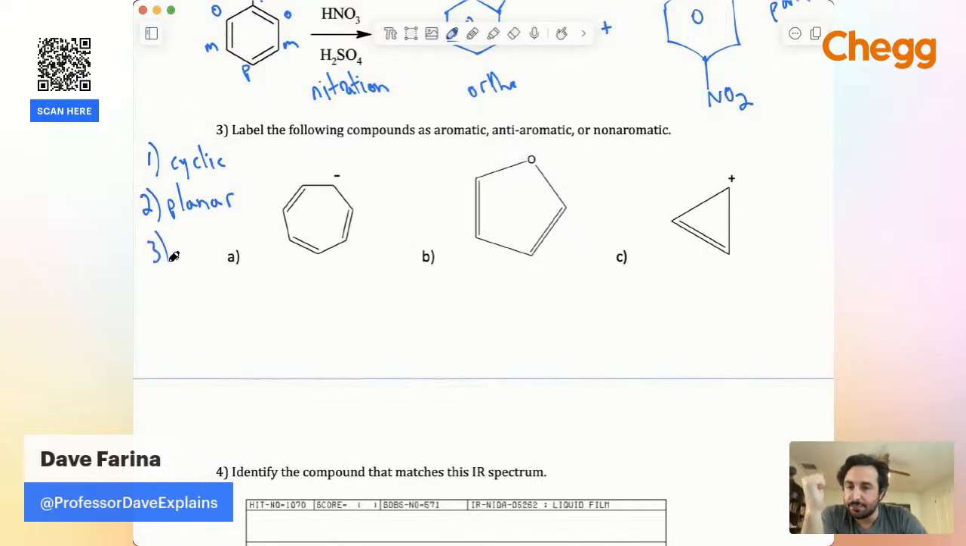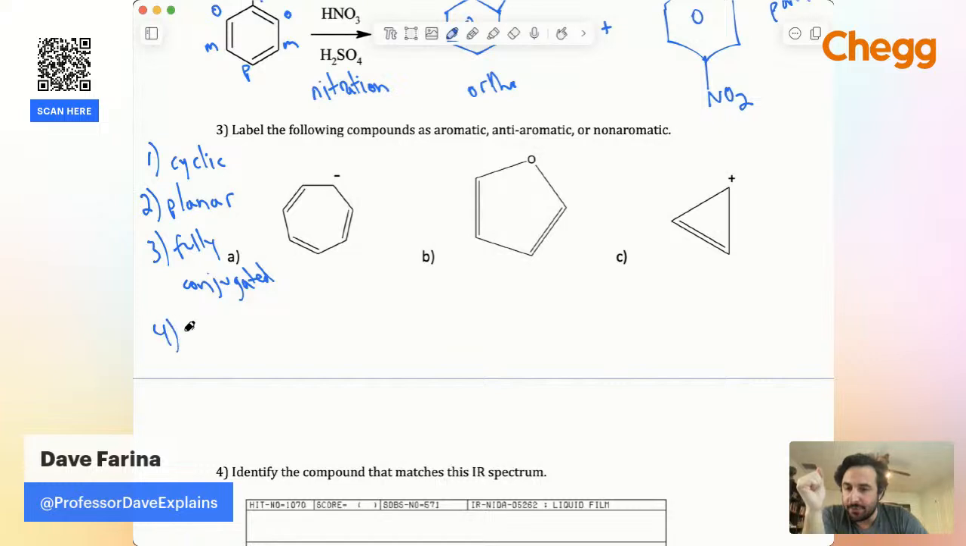Number three, fully conjugated. So there has to be pi electron density that is delocalized around the entire ring. There cannot be any portion of the ring where the delocalized pi electron density does not go. And by pi electron density, we're talking about pi bonds, obviously, and we're talking about lone pairs. Lone pairs are also considered pi electrons. So it has to be fully conjugated. There cannot be a part of the ring where all of the electrons are localized.